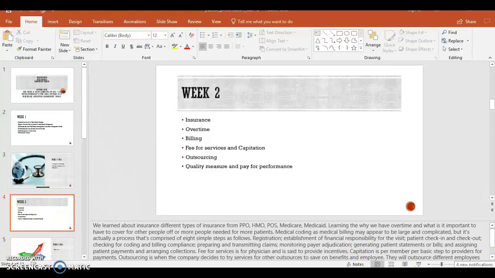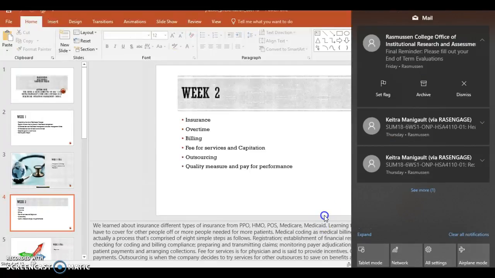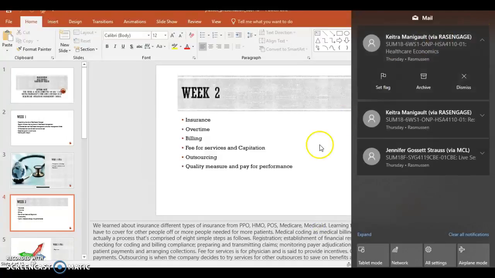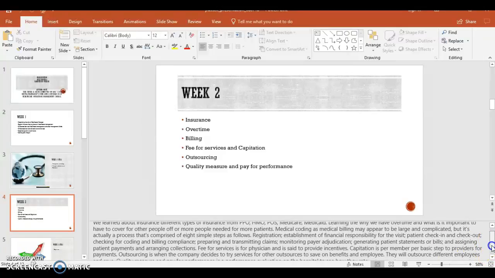Fee for service is for physicians and is said to provide incentives. Fee for services for physicians is assigned to provide incentives. Capitalization is per member, with basic steps to provide for payments.